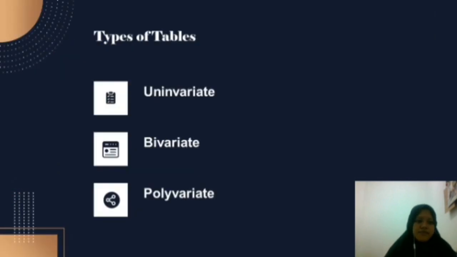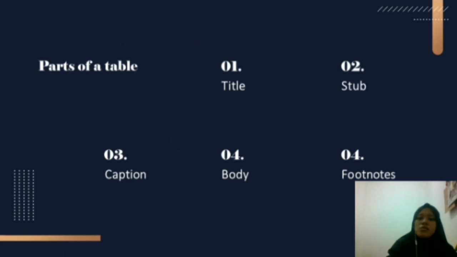And types of table. There are three types of table, that is univariate, bivariate, polyvariate. These categories are based on the number of variables that need to be tabulated in the table. A univariate table has one variable to be tabulated. A bivariate table, as the name suggests, has two variables to be tabulated, and a polyvariate table has more than two variables to be tabulated.